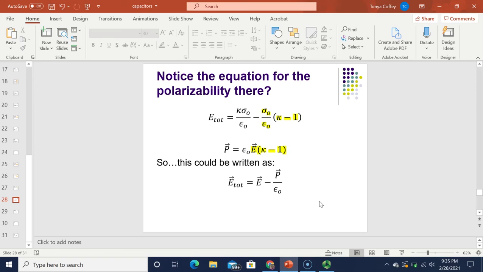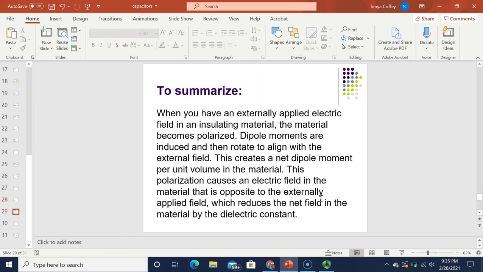So what does this equation mean? When you have an externally applied electric field in an insulating material, the material becomes polarized. What that means is dipole moments are induced, and then those dipole moments rotate to align with that external field. That creates a net dipole moment per unit volume in the material, the polarizability. This polarization causes an electric field in the material that's opposite to the externally applied field, and that reduces the net field in the material by the dielectric constant. Okay, that's what we got going on.